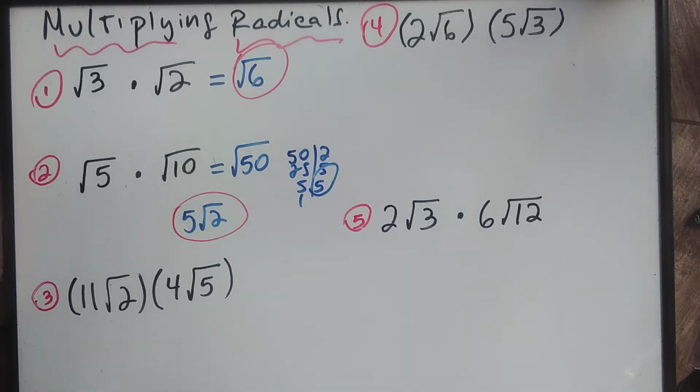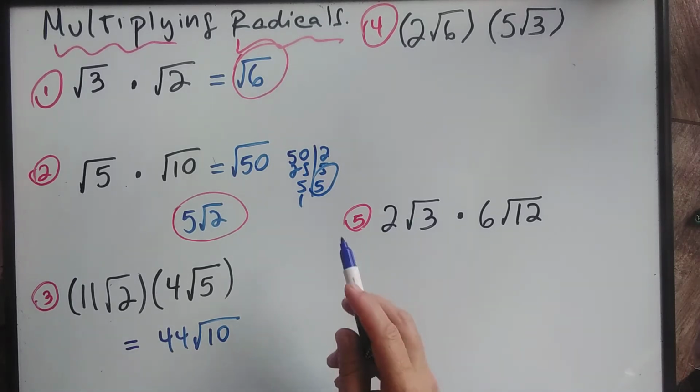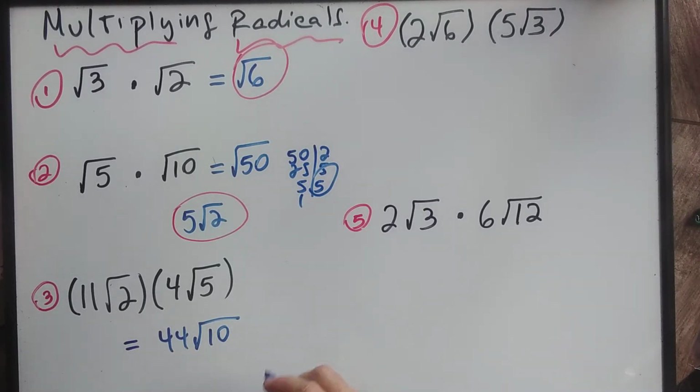Okay, so that's it. This time we're gonna go ahead and do the same thing, but now we have numbers outside the radical, so we're gonna multiply the two numbers outside the radical. That's gonna give you 11 times 4 is 44, and then we multiply the numbers inside the radical together to get 10. Right, but we know that 10 is already in simplest form. If you try to do a prime factorization, you're not going to get any pairs. Therefore, that's my final answer right there.